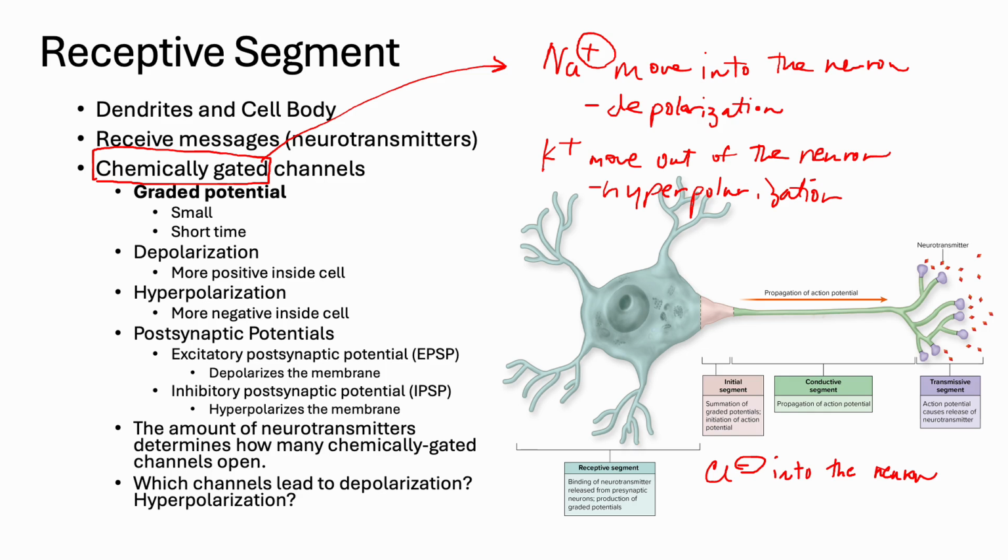So if we have negative charges coming in, what is that going to lead to? That's going to lead to more negative inside, or hyperpolarization. Now, in reality, there are multiple neurotransmitters that can be binding. We can have multiple EPSPs and IPSPs occurring at the same time, and when we look at the next segment of the neuron, we're going to find out how those come together and what happens.